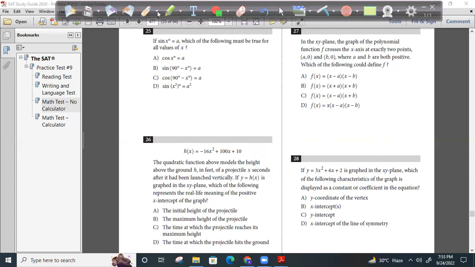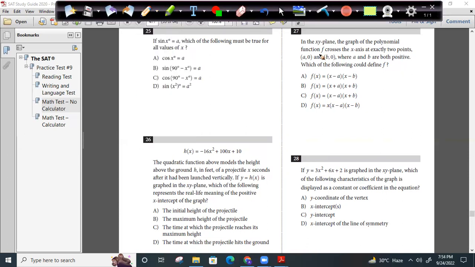Now 27: in the xy plane, the graph of the polynomial function f crosses the x-axis at exactly 2 points, a comma 0 and b comma 0, where a and b are both positive. Which of the following could define f? So the graph can be either like this or like this, a comma 0, b comma 0.